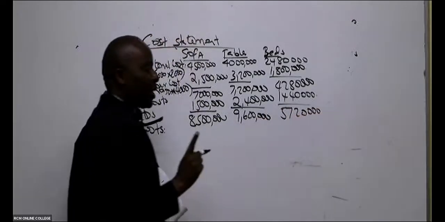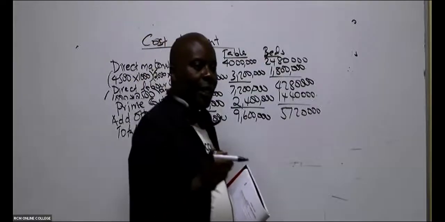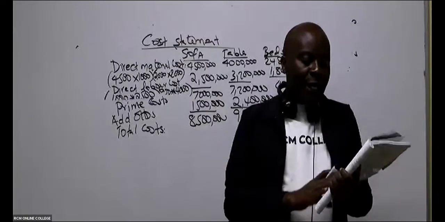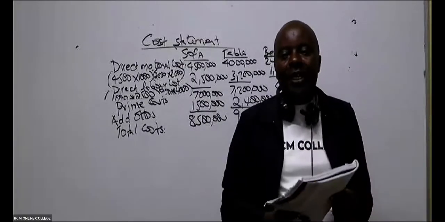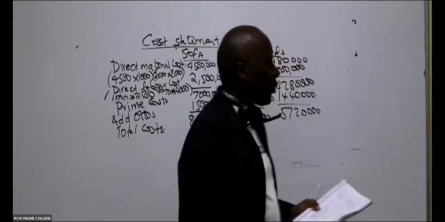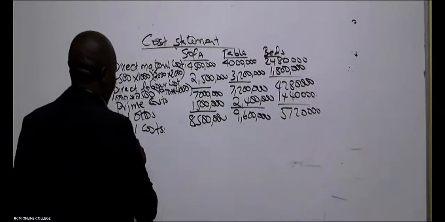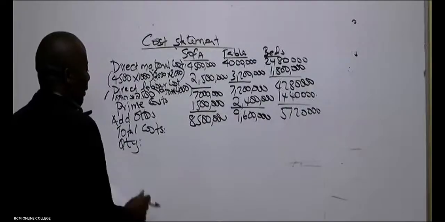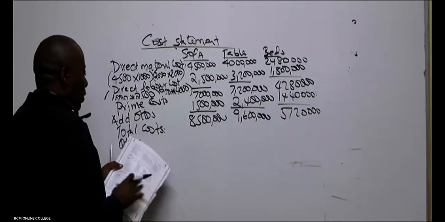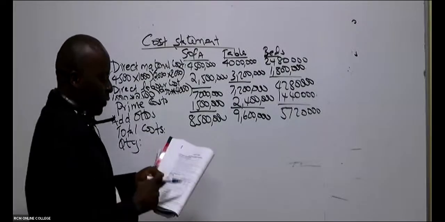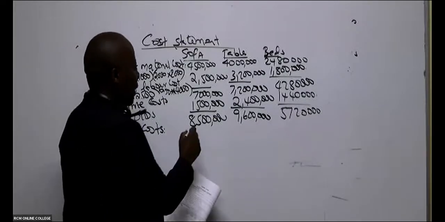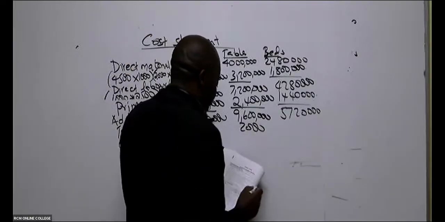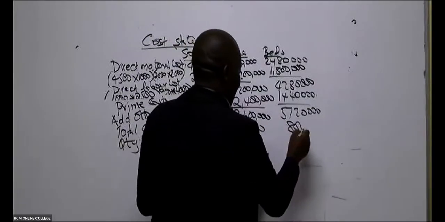Then read the question again. In most cases, they will ask you to ascertain total cost. But this examiner went ahead and told us to give them unit cost. So we have here quantity. What are we producing here? The quantity that we are producing for each one of them is given at the very top there. So for sofa sets, we are producing 1,000. Tables, we are producing 2,000. Beds, we are producing 800. Divided by.